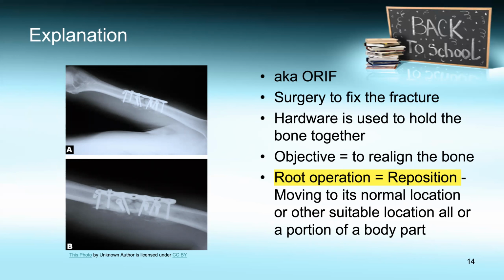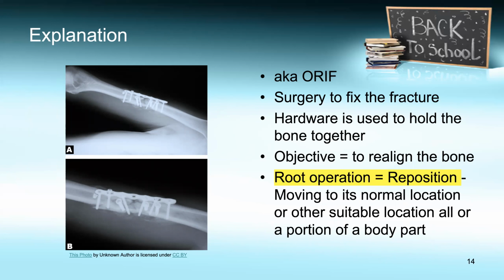So here we just have a picture of what a Foley catheter looks like. The objective of a Foley catheter is to drain urine from the bladder. So it's a urinary catheter and it's put in place in order to drain urine from the bladder. So our root operation becomes drainage. Drainage, the definition of that is taking or letting out fluids and or gases from a body part. So they are letting out urine from the bladder. That makes our root operation drainage.